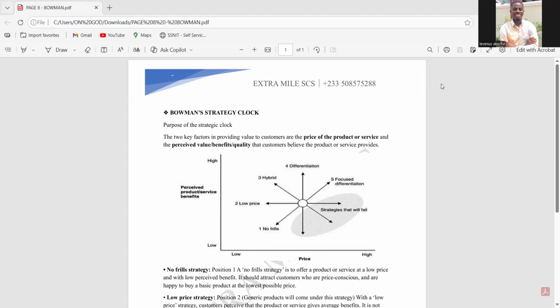You are able to price it high. That is also a strategy that entities could employ to gain competitive advantage over their competitors, according to Michael Porter. From there we moved on to the six principles of strategic positioning.